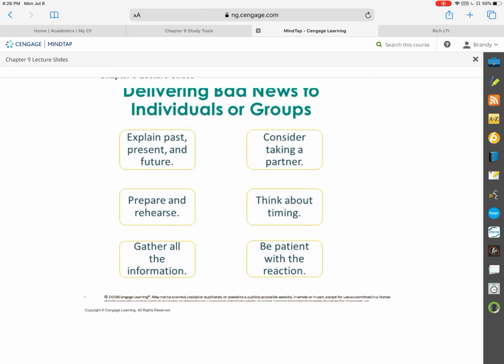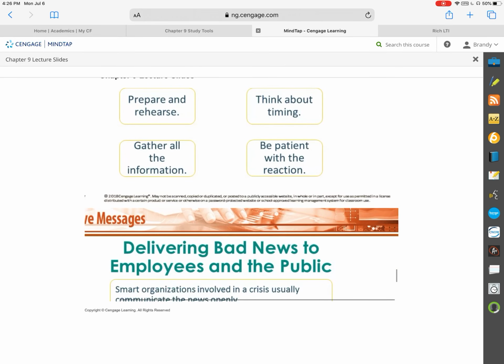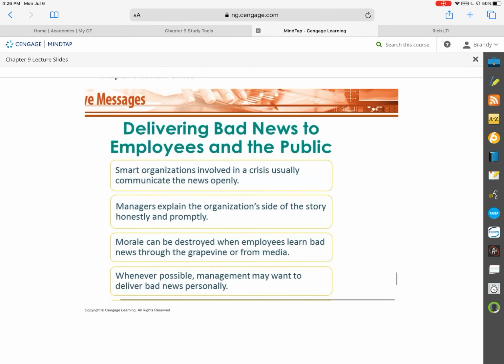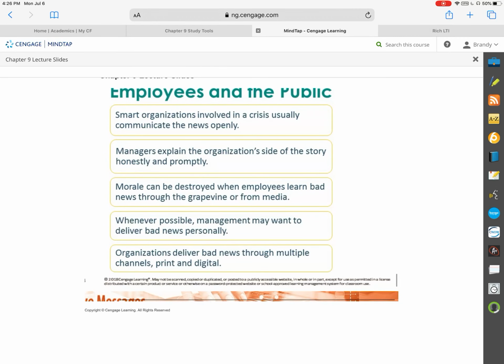It's usually a good idea to take someone with you when you're delivering bad news. It's also a good idea to rehearse so that you're not fumbling your words. It's bad enough to hear bad news. If you have to hear it and it's poorly communicated, it's even worse. So make sure that you're doing that and use that little technique we talked about earlier, past, present, and future. Also, we want to make sure that when we're delivering bad news to employees and the public, that we think about these key elements. Go ahead and take time to look over those.